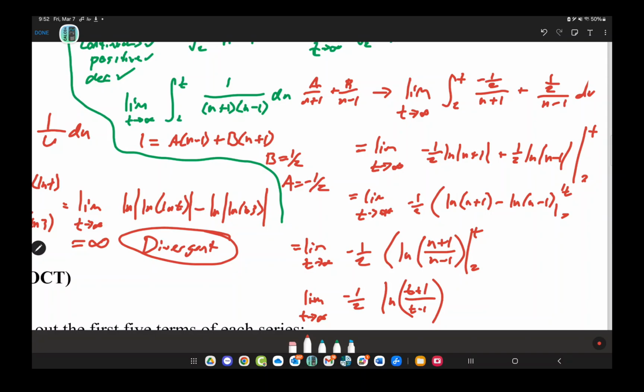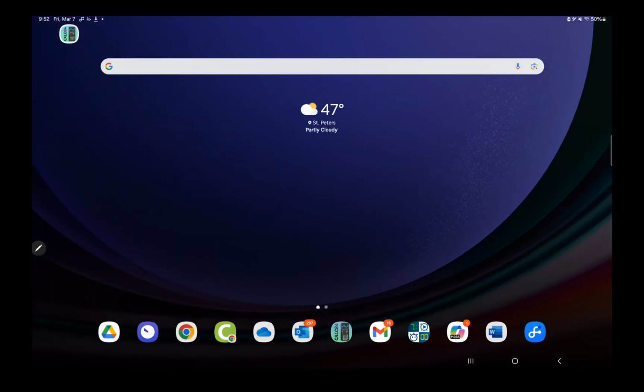So I get negative 1/2 times natural log of 2, right? No, 3/2. Should be plus 1/2. If I plug in 2, I get, no, it should be 3. 3. You're right.